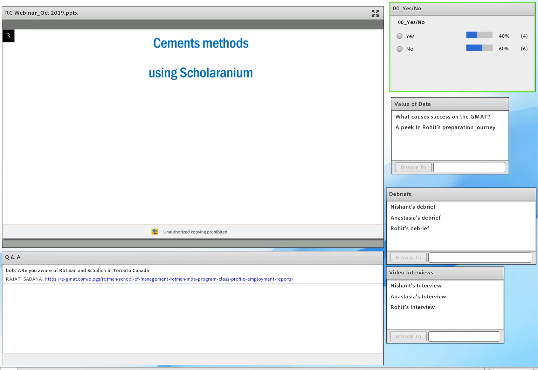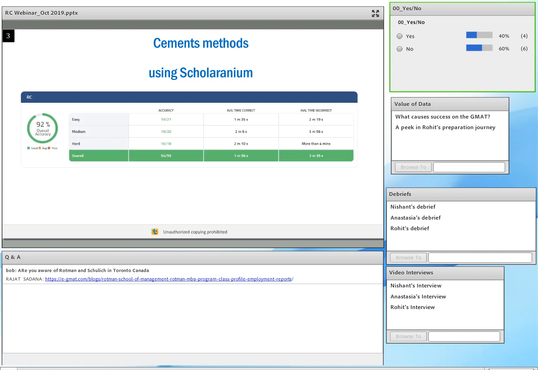Alright, now the next thing that Rohit did was he cemented his methods utilizing Scholaranium, and because he had prepared so very well in stage 1 of his preparation, where he was learning the concepts and methods, when he came to Scholaranium, he had pretty high accuracy. He practiced easy questions, medium questions, hard questions, and he had a very high accuracy of over 90%.